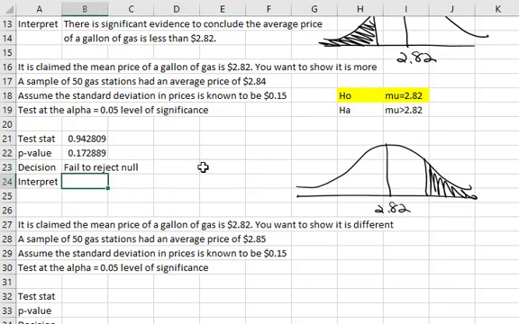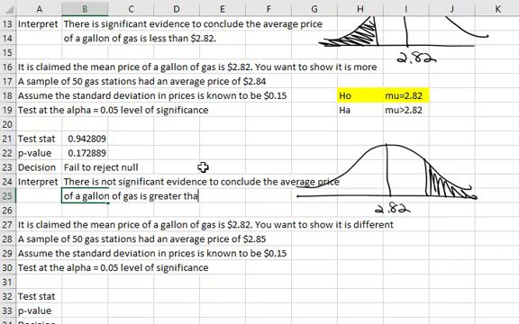So when we get to our interpretation, it basically says every time there is enough evidence to prove the alternative hypothesis, in context. So because we failed to reject, we're going to say there is not significant evidence to conclude the average price of a gallon of gas is, as the alternative says, greater than $2.82. Again, notice we're focusing on the alternative when we write our interpretation.